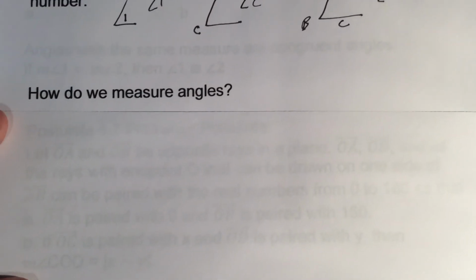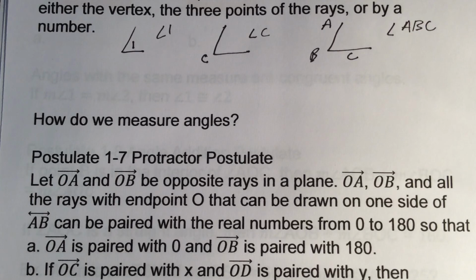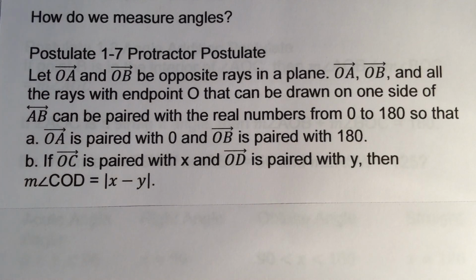Well, how do we measure angles? Well, degrees with a protractor. And that leads us to the protractor postulate. So, if we let ray OA and ray OB be opposite rays in a plane, all the rays with the endpoint O that can be drawn on one side of AB can be paired with the real numbers from 0 to 180. So that ray OA is paired with 0 and OB is paired with 180. If OC is paired with X and OD is paired with Y, then the measure of angle COD is the absolute value of X minus Y.